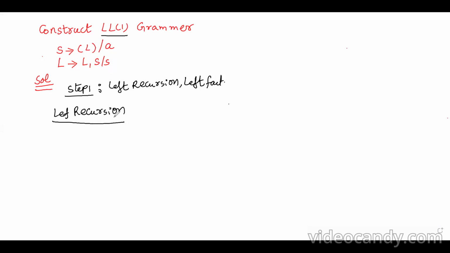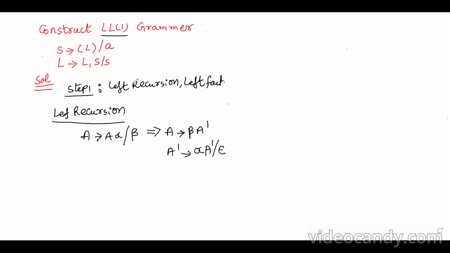Suppose the given production is in the form A tends to A alpha slash beta, then we can say this grammar has left recursion. If the grammar has left recursion, what is the possible solution? A tends to beta A dash, and A dash tends to alpha A dash slash epsilon. This is the formula we need to apply.